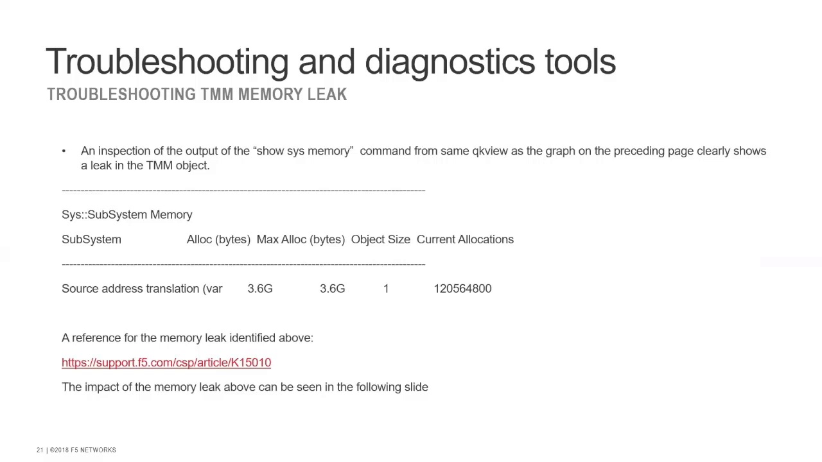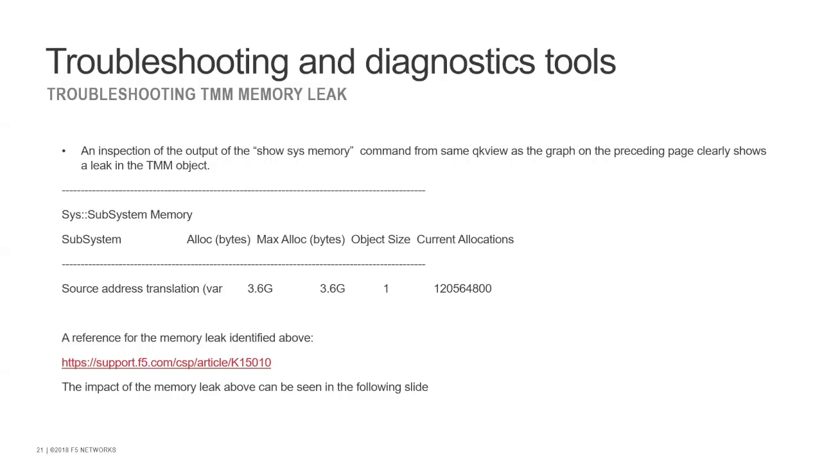The command is the same; you can run the command on the QKView or the live unit. And for that particular example, we can see that the source address translation process is consuming all the allocated and resident memory, 3.6 gigabytes of memory. And this is caused by a known issue. If you want to check in detail, you can review that solution article.